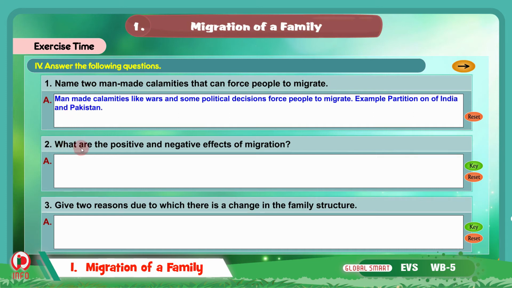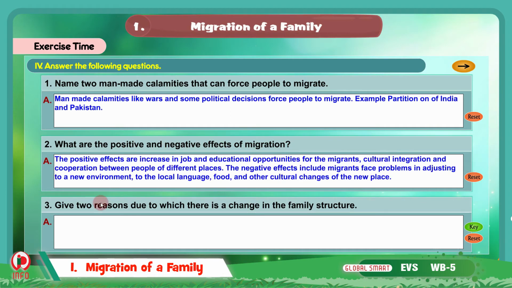Number 2. What are the positive and negative effects of migration? Migration, which is moving from one place to another, has both positive and negative effects. The positive effects are an increase in job and educational opportunities for the migrants, and cultural integration and cooperation between people of different places.